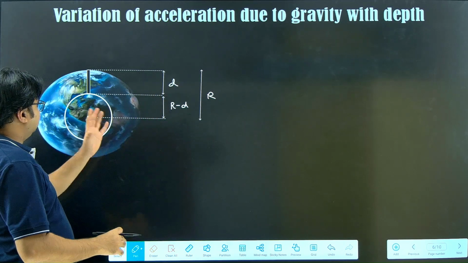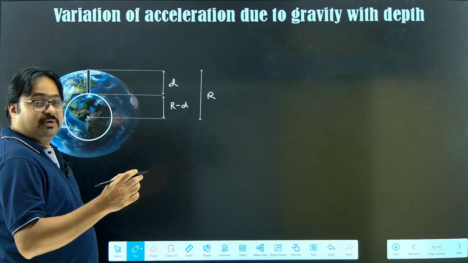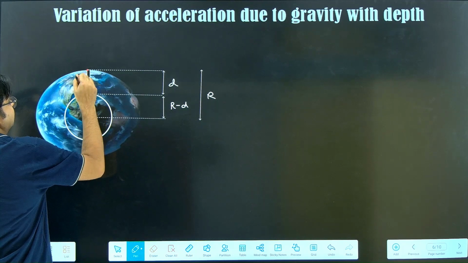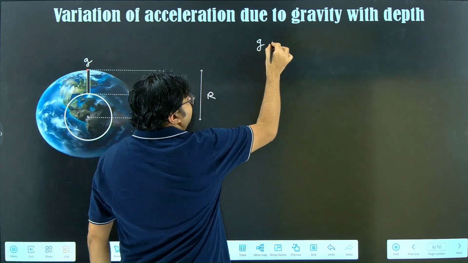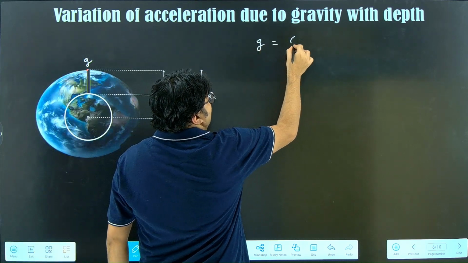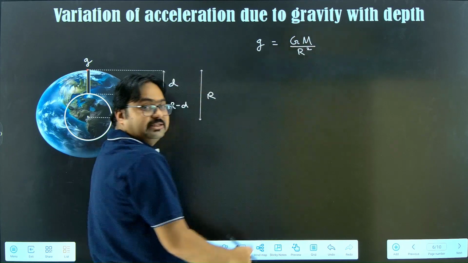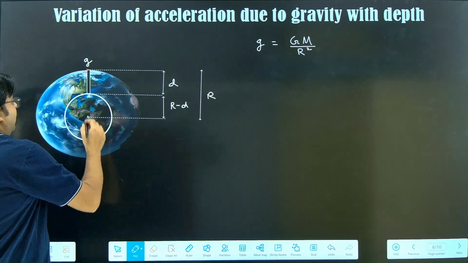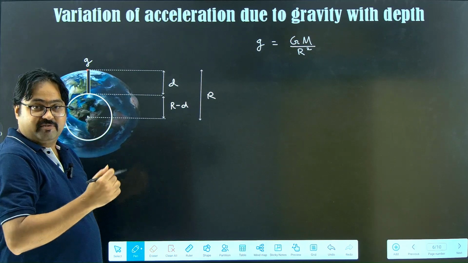Well, having shared this idea with you, let us now continue and talk about the acceleration due to gravity. It's quite simple to understand that on the surface, acceleration due to gravity is g, and it has always remained the same, which is g = GM/R squared, where R is the radius of the earth and M is the mass of the earth. Then, what is the acceleration due to gravity at that point? We will have to figure that out.